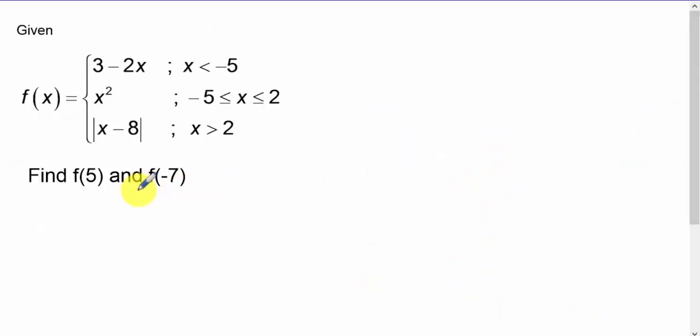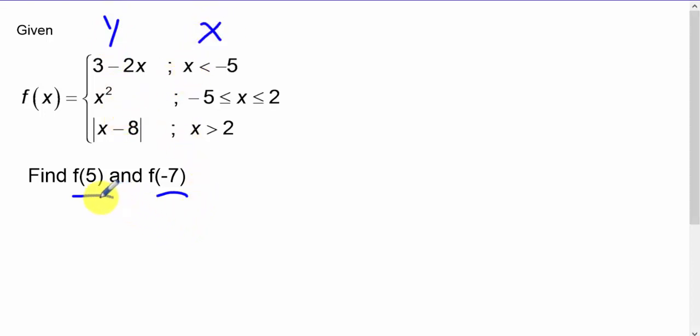So again, this is a little bit different. We're not asked to graph, we're just asked to find these values. So this is like a function notation calculation. It says find f of 5. Well, I got to decide where I'm going to put this in, because it's not necessarily going to go into each and every one of these y values, because these y values only exist over these x intervals.